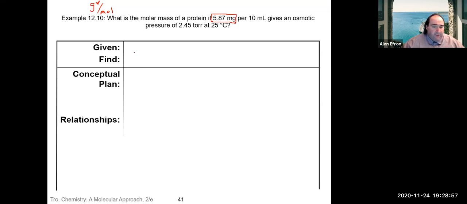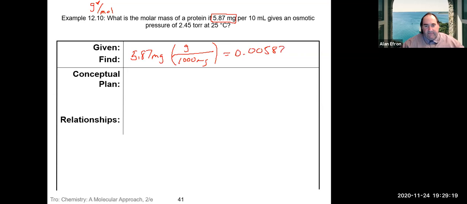So one of the things we would want to do is take 5.87 milligrams. There's 1,000 milligrams in a gram. And that will get us 5.87 divided by 1,000, going to get us 0.00587 grams. So that is actually the top part here of our molar mass.